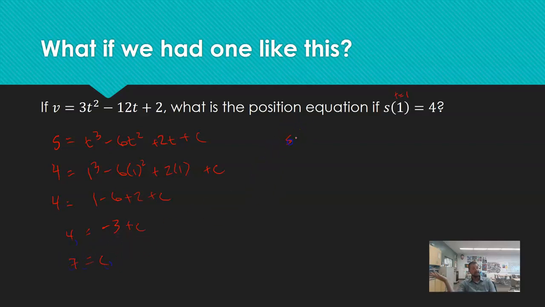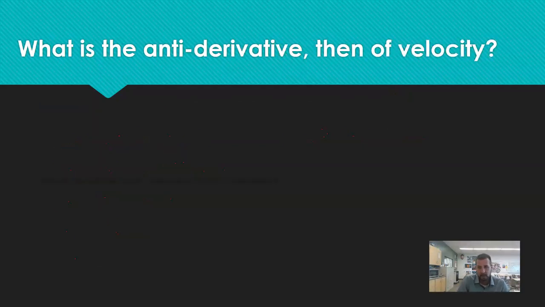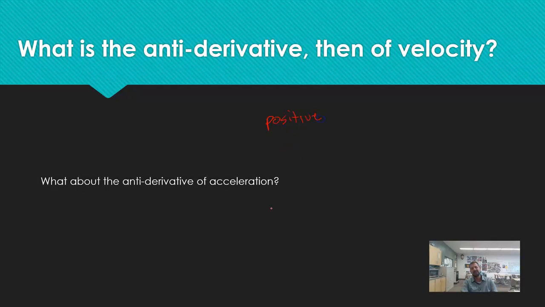And then, just like I did before, I take that 7 and I plug that back into my antiderivative, where c first appeared. And that tells me what my position equation was based on the fact that s of 1 is equal to 4. Okay? So we can say in general the antiderivative of velocity is always position, and the antiderivative of acceleration is always velocity. Again, an antiderivative is what did we take the derivative of to get where we are right now.